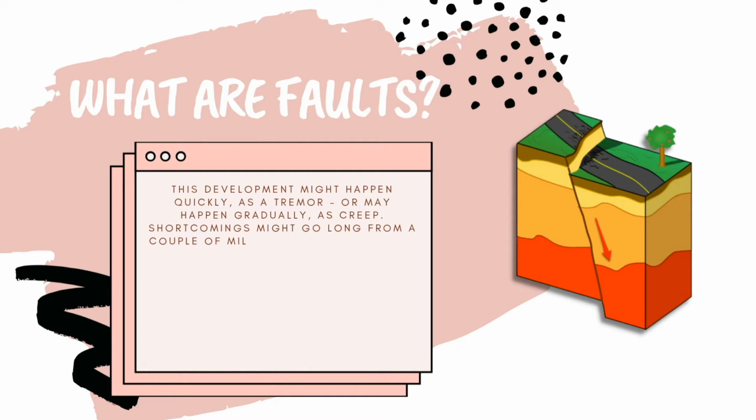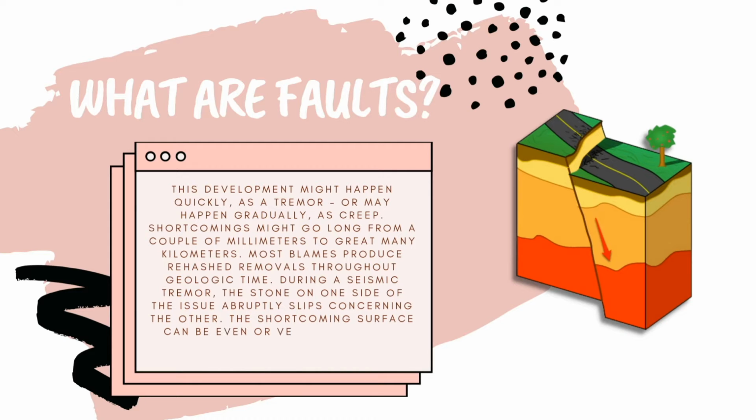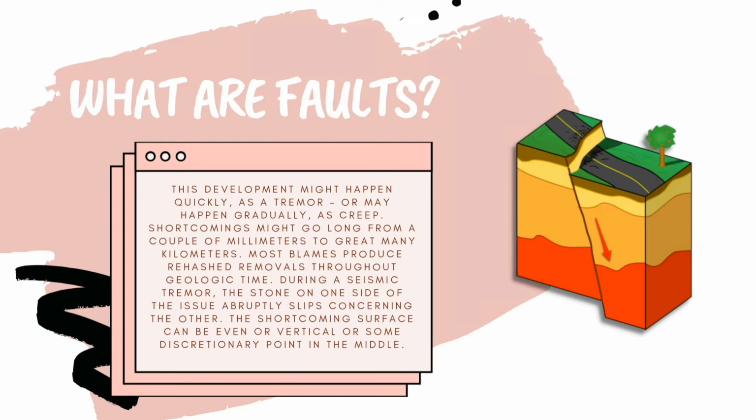Faults might range from a couple of millimeters to many thousands of kilometers. Most faults produce repeated displacements throughout geologic time. During an earthquake, the rock on one side of the fault abruptly slips relative to the other. The fault surface can be horizontal or vertical or some arbitrary angle in the middle.